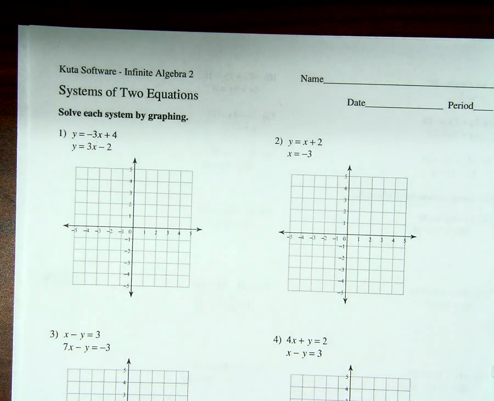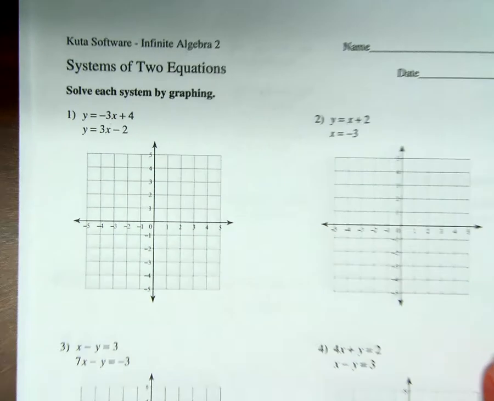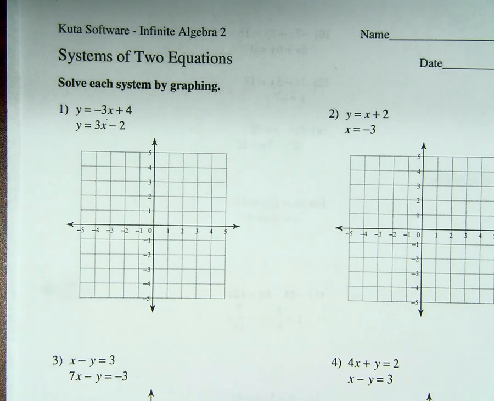So, let's see. Keith, can you help me out? Thank you. We're going to start by looking at problem number 1. If we're going to solve systems by graphing, like problem number 1, what do you think we ought to do first? Well, we probably ought to graph it, right? Because it says solve it by graphing, so we need to graph it.